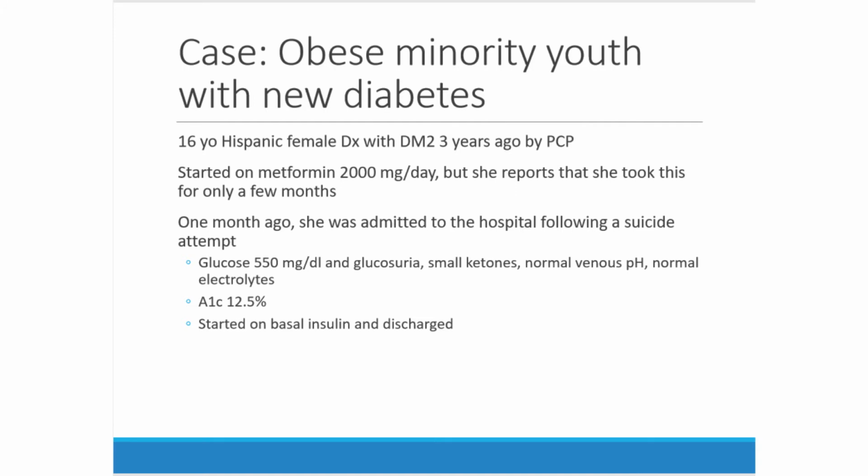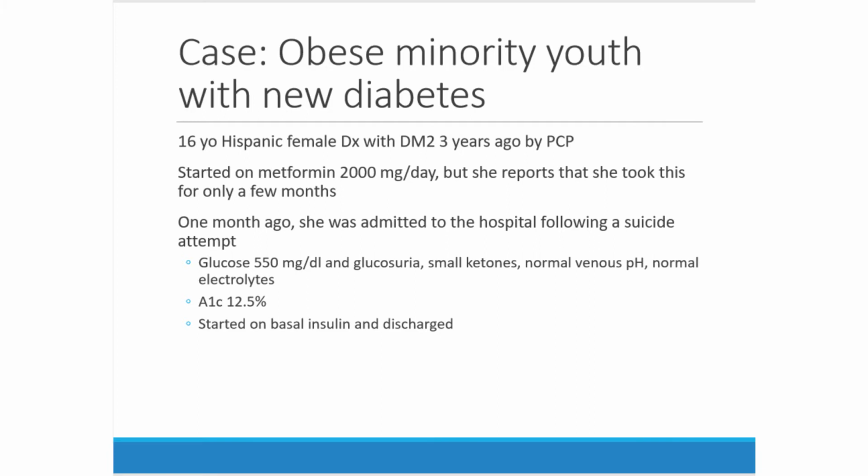So I wanted to give you a couple of cases, and it's quite nice to have cases because then you can apply them to your day-to-day life. I have a 16-year-old Hispanic female. She was diagnosed with diabetes 2 to 3 years ago by a primary care physician, who then dutifully started her on metformin, which is not a bad idea. I think it's an excellent idea. She reports she took it for a few months and then stopped taking it. Who has this patient in their clinic? I do, a lot.